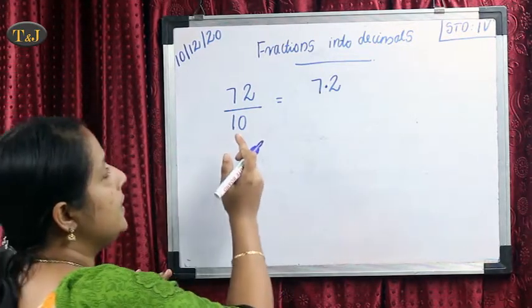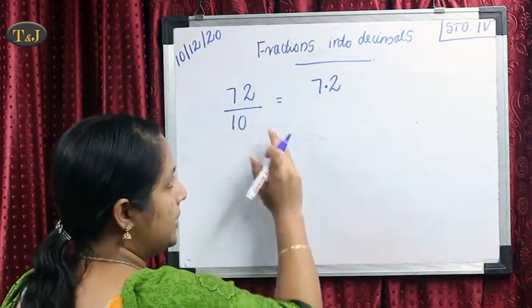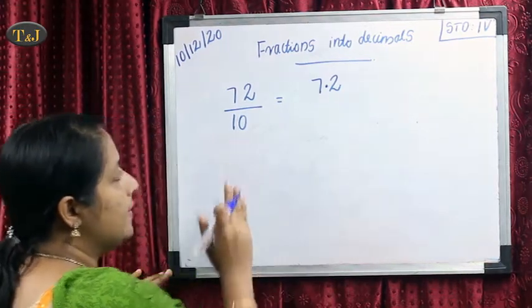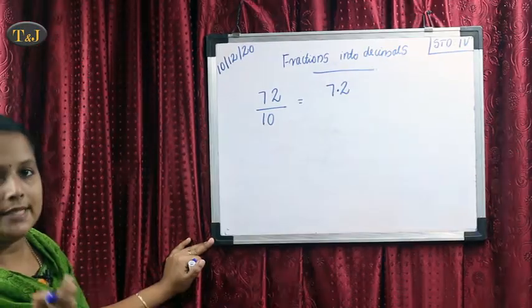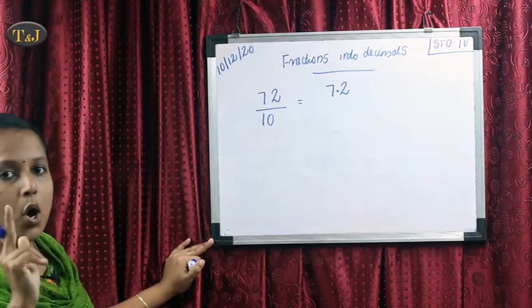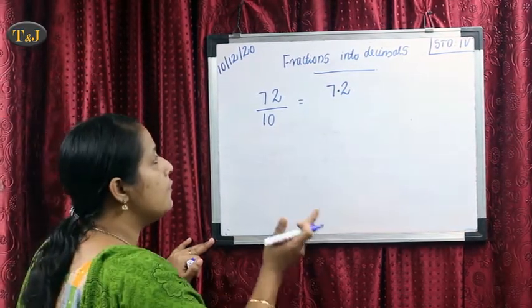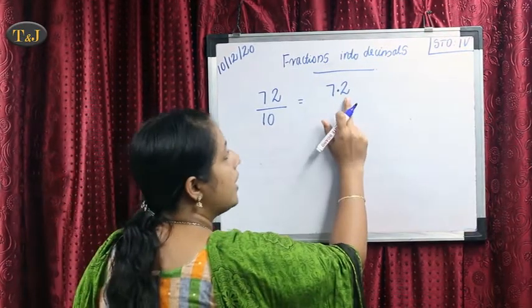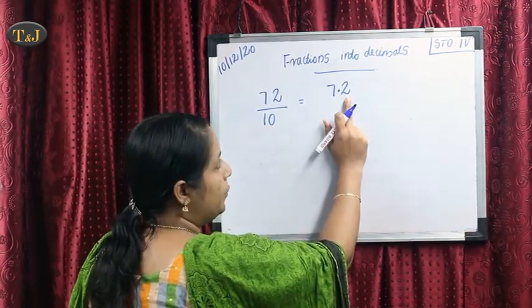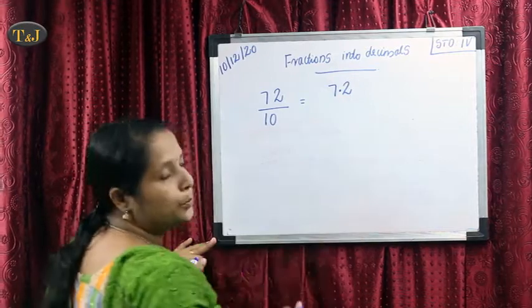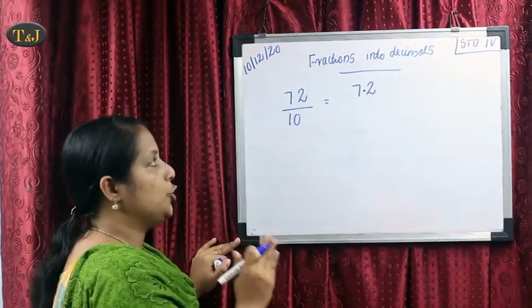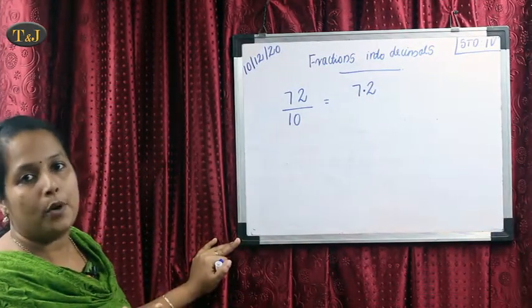First we write the numerator, 72. Then take our denominator, 10. In 10, how many zeros? Only 1 zero. So we put the decimal point after 1 digit from the right side of our numerator. Before that digit we put the point. So 72 by 10 equals 7.2.